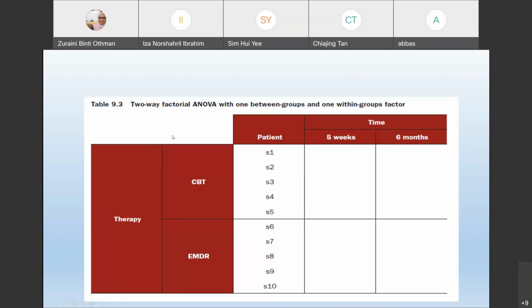Okay, and this is the table that we mentioned just now, which is a two-way factorial ANOVA. These two factors, therapy and time, have one between-group and one within-group. This is within-group, which is the same group of people doing the treatment measured over time, after 5 weeks and after 6 months. Okay. Any questions?